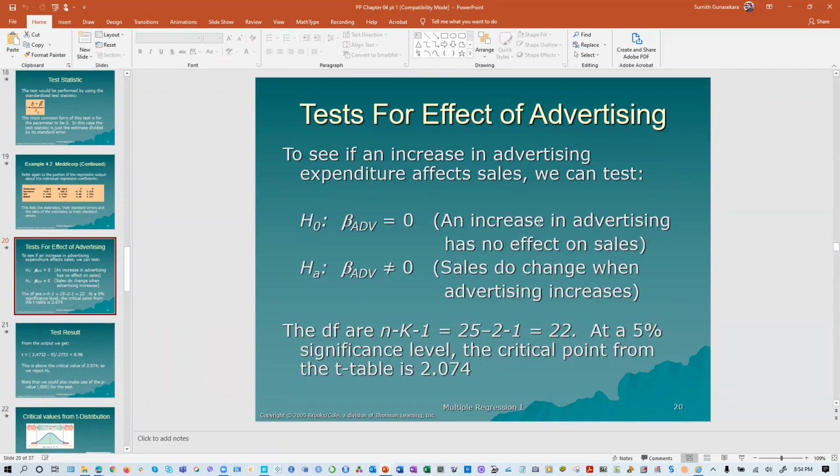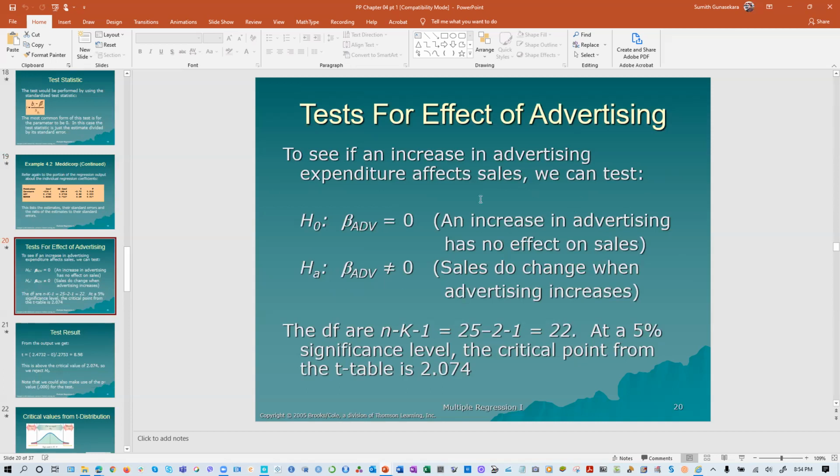See, an increase in advertising has no effect on sales. Sales do change when advertising increases. Advertising has no effect on sales. Yeah, so advertising has already been included. See? Sales do not change when advertising increases.